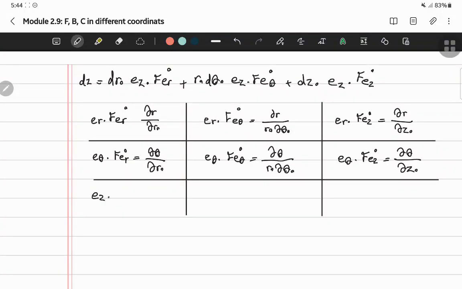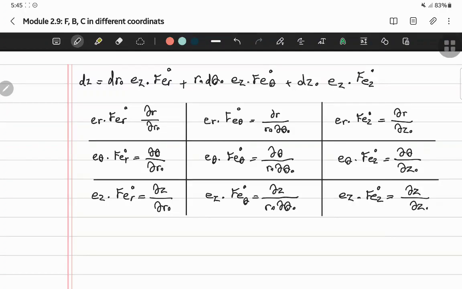Next, we have this in here. So e_z dot F e_R0 is partial derivative of z with respect to r0, and e_z dot F e_theta0 is partial derivative of z with respect to theta 0. And then we have e_z dot F e_z0 is equal to partial derivative of z with respect to z0. Great.